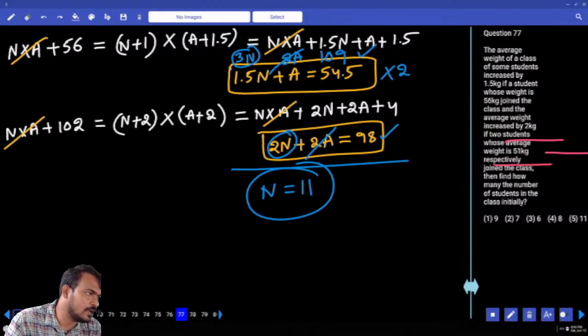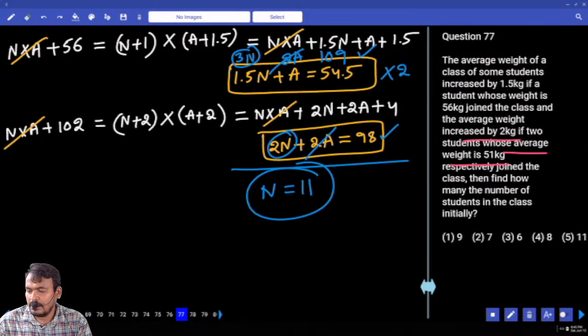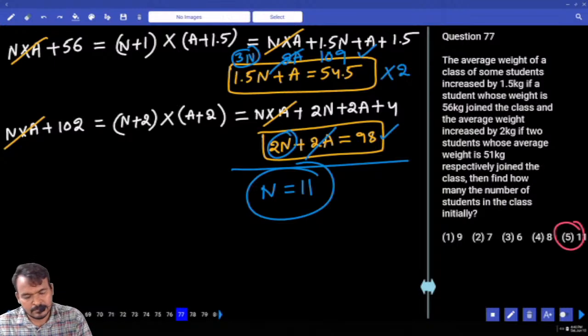How many unknowns are there? 2 unknowns. Definitely it is possible with 2 linear equations. What is the answer? 11.